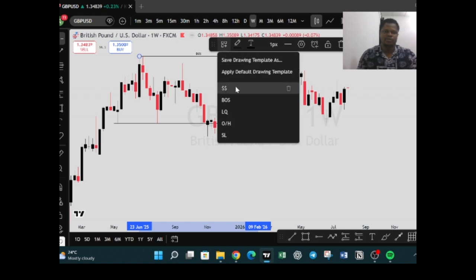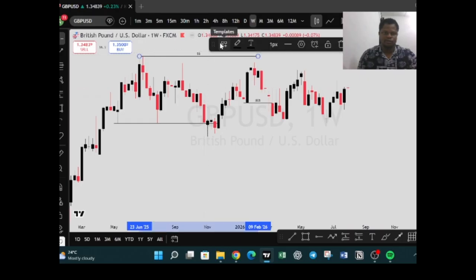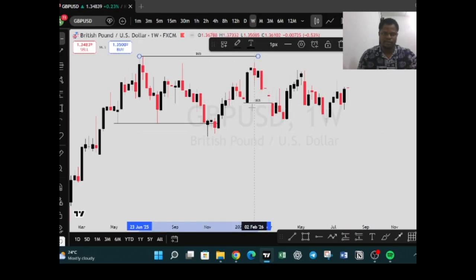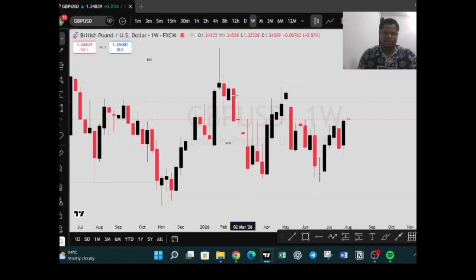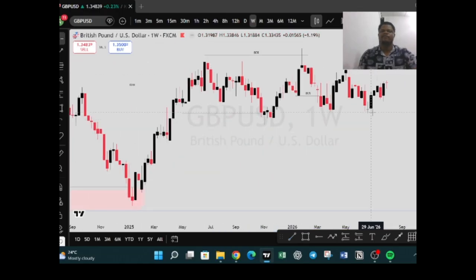If that place is going to be a sweep for me, okay, sorry, no, this is still a break of structure because we are not taking out this low. Sorry, BOS to the upside. Now where is the liquidity here? For this, the liquidity is above this high. We have liquidity above this high.